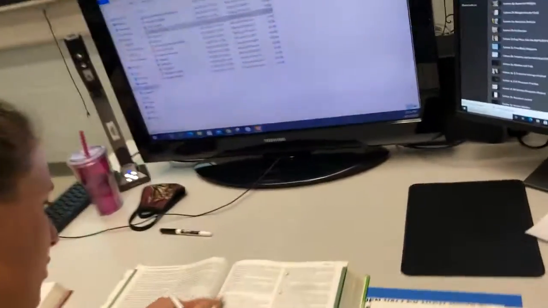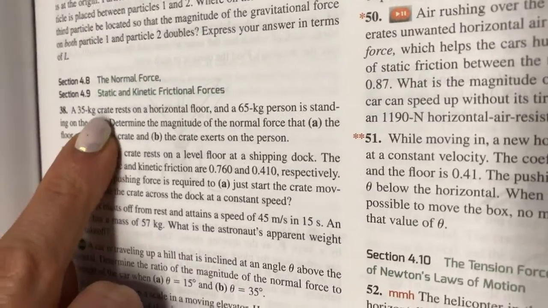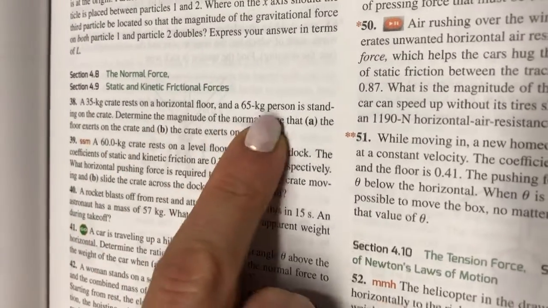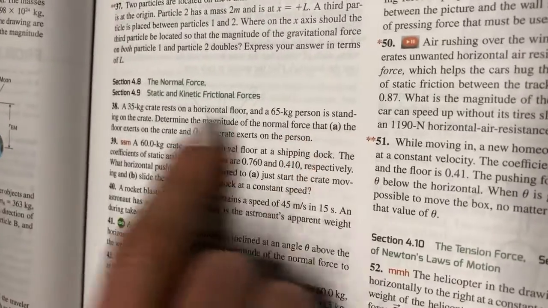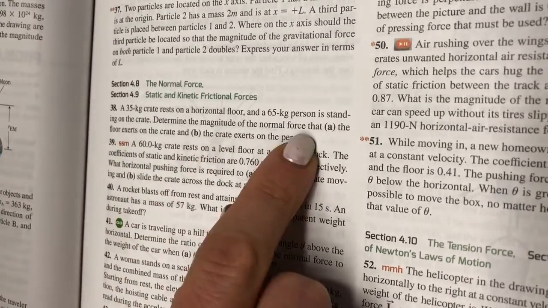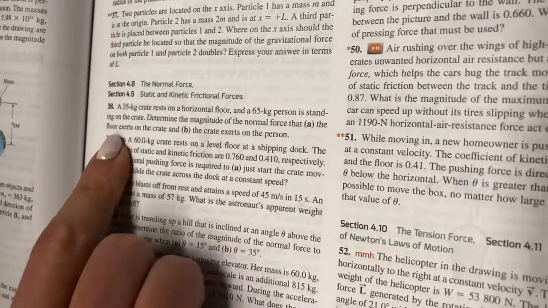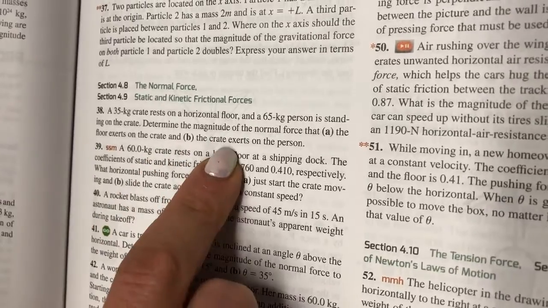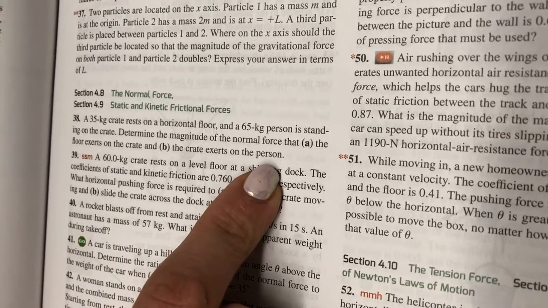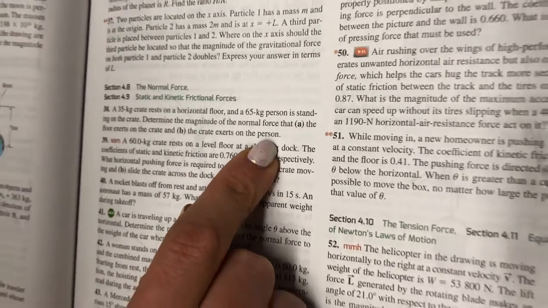Number 115, number 38. The first one right here. A 35 kilogram crate rests on a horizontal floor, and a 65 kilogram person is standing on the crate. Determine the magnitude of the normal force that A, the floor exerts on the crate, and that the crate exerts on the person, sorry. I was reading the other section.